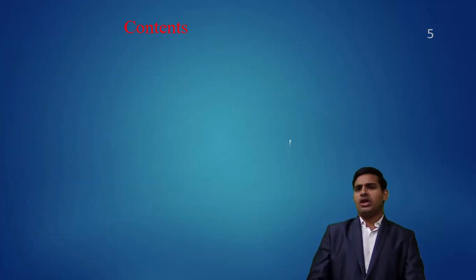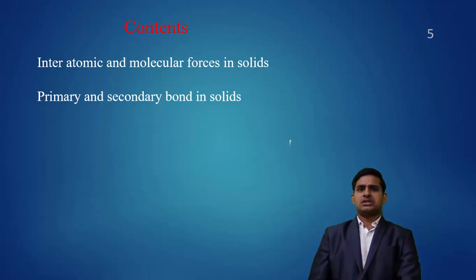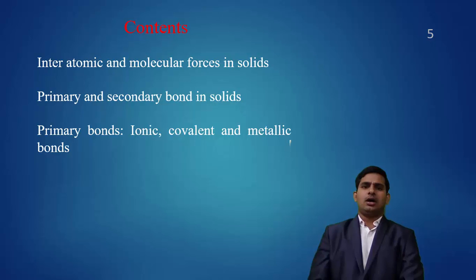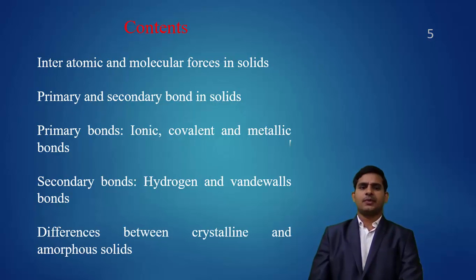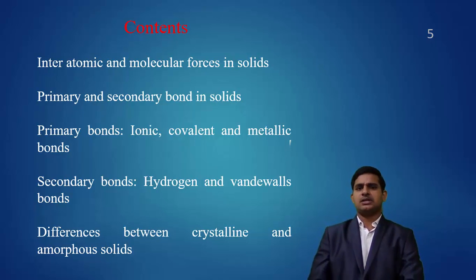These are some of the standard textbooks referred for this engineering physics course. Before going to the first point in this module, I am going to discuss interatomic and molecular forces in solids, primary and secondary bonds in solids. In the primary bonds we are going to discuss ionic bond, covalent bond and metallic bonds, and in the case of secondary bonds we are going to discuss hydrogen and van der Waals bonds, and differences between crystalline and amorphous solids. These are the contents we are going to discuss in this module.